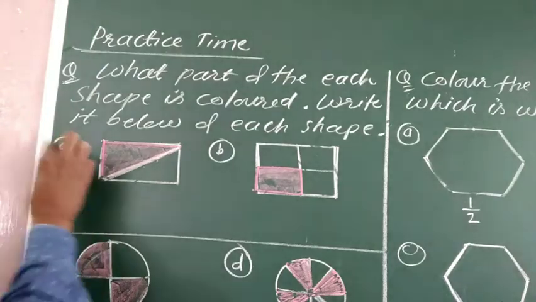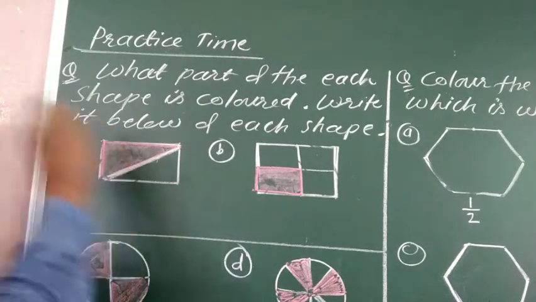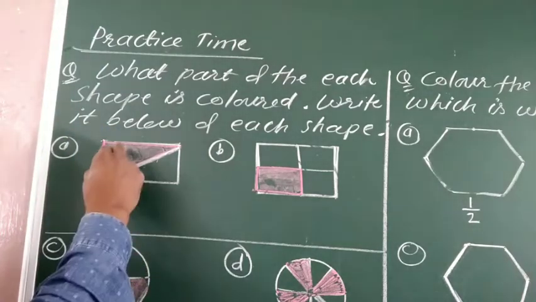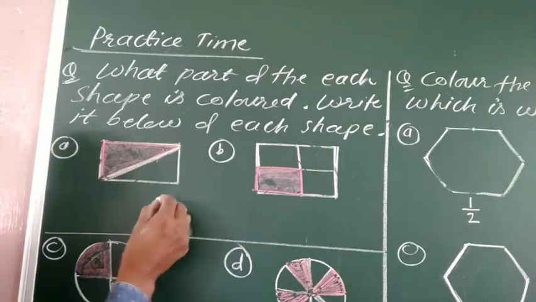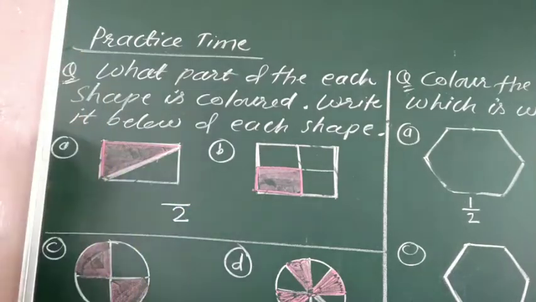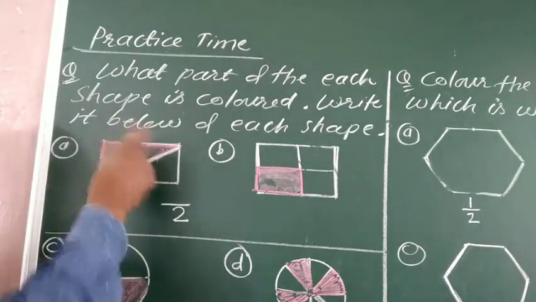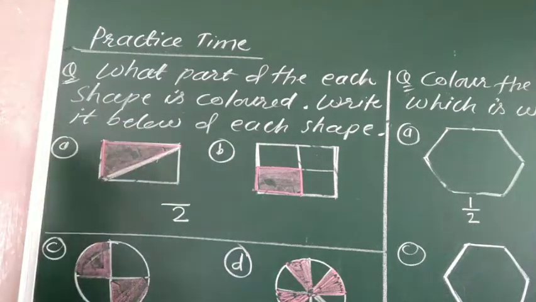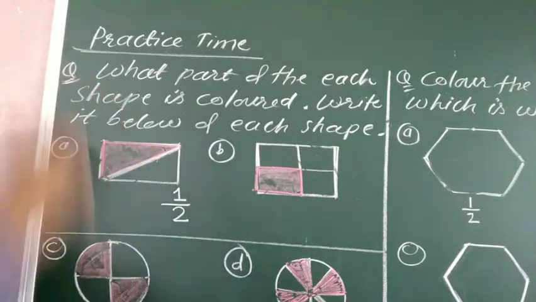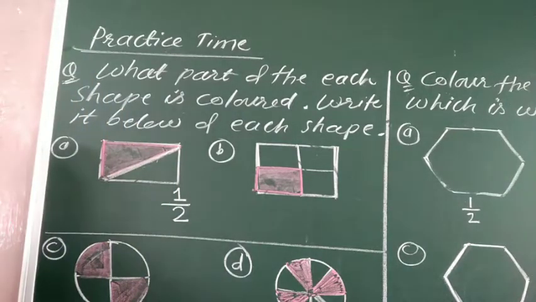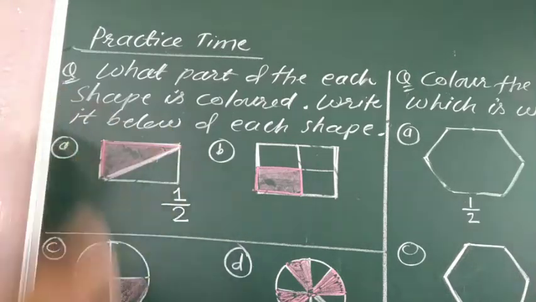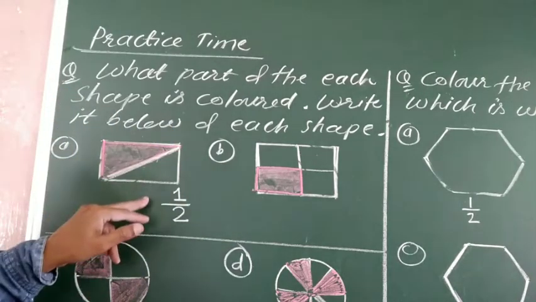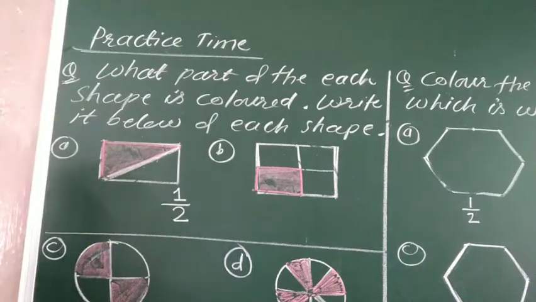So see, number A. Dear students, this one is a rectangular sheet. This rectangular sheet is divided into how many equal parts? It is divided into 2 equal parts. So you have to write number 2 here in the denominator. And out of these 2 parts, how many parts are colored here? Only one part is colored here. So we can say 1 by 2, which means one part out of 2 equal parts is colored. So here 1 by 2 is the fraction for this colored part.